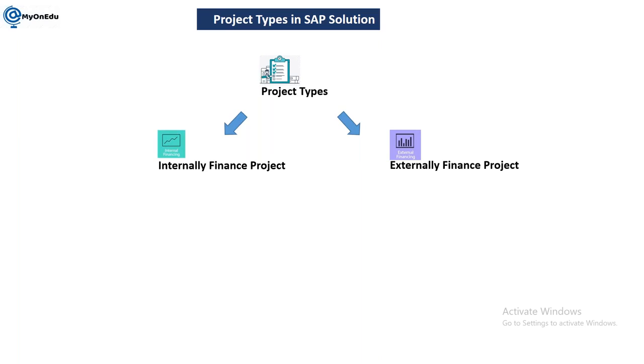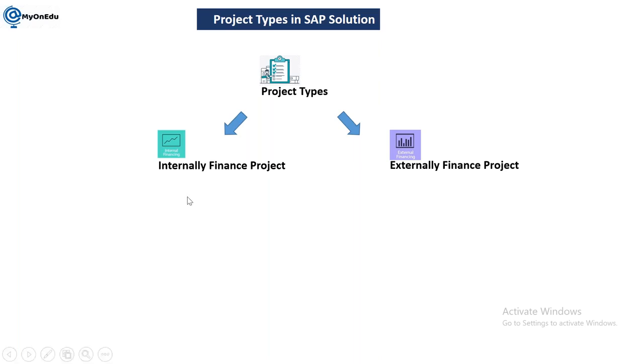An internally financed project is financed by the organization itself. For example, I am a manufacturing company and I need to construct a new plant. That is an internally financed project, and that amount has to be invested internally by the organization. An externally financed project is financed by an external party like a customer. For example, I am an IT company and I am doing an implementation for my customer. So this has to be financed by my customer.